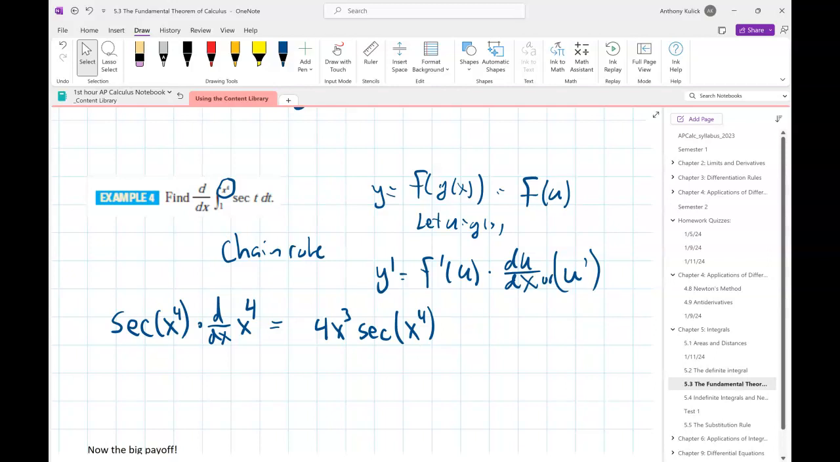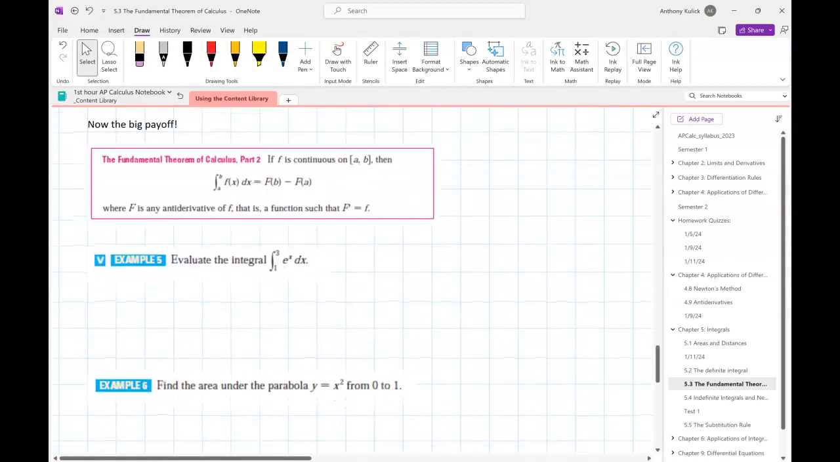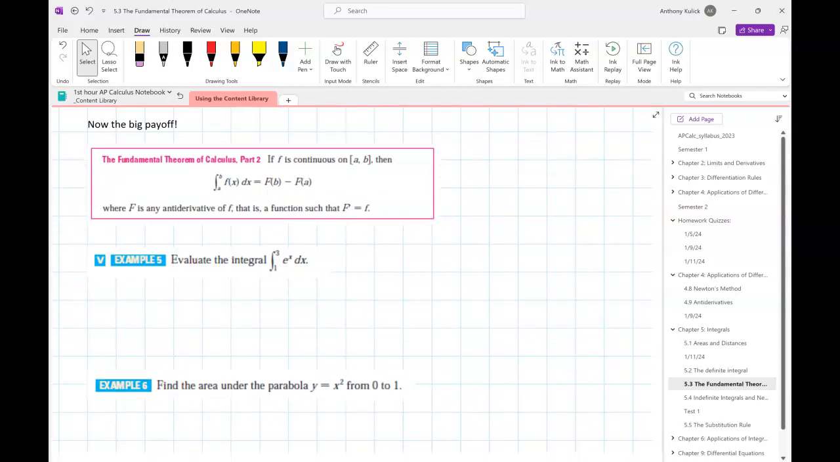Everybody happy there? I hope so. Okay, but it gets better. Now for the big payoff. Fundamental theorem of calculus part 2. So this is going to connect these ideas of areas under curve with the idea of the antiderivative that we talked about in section 4.9.